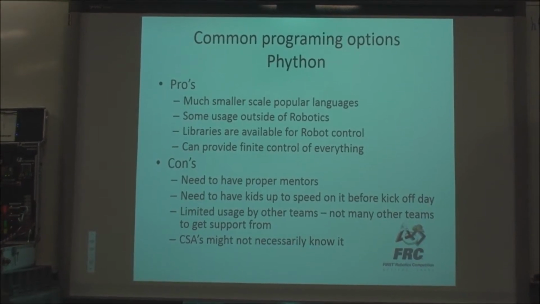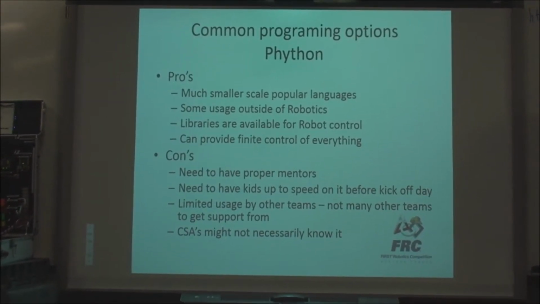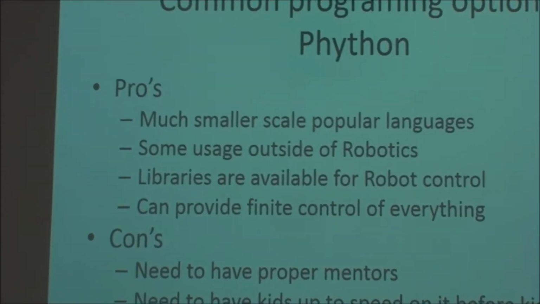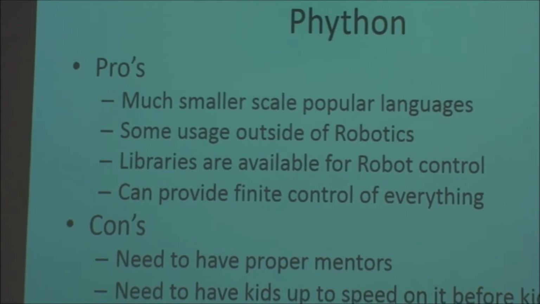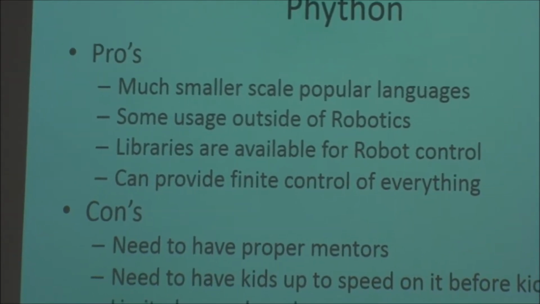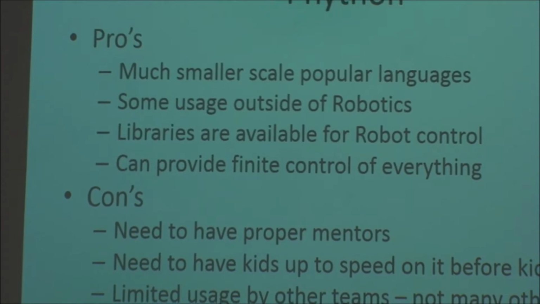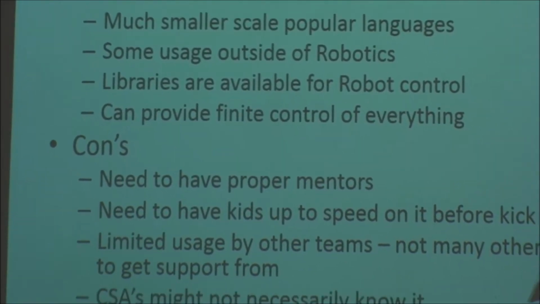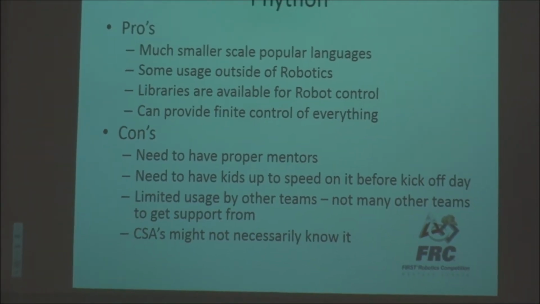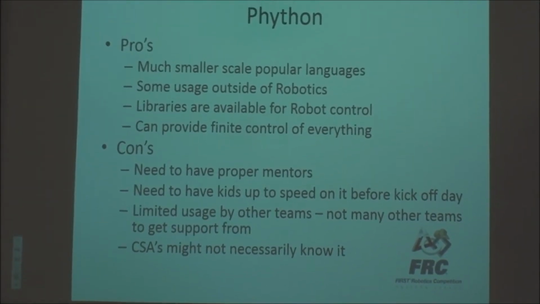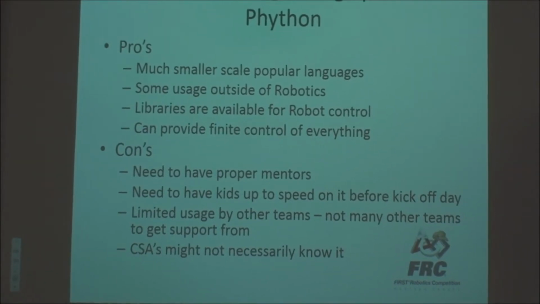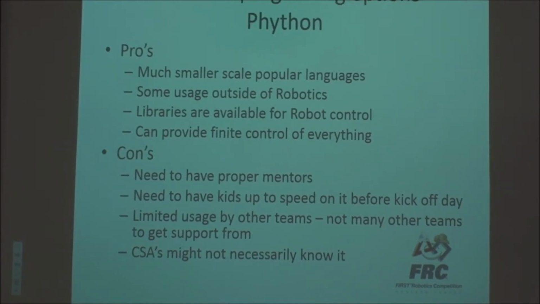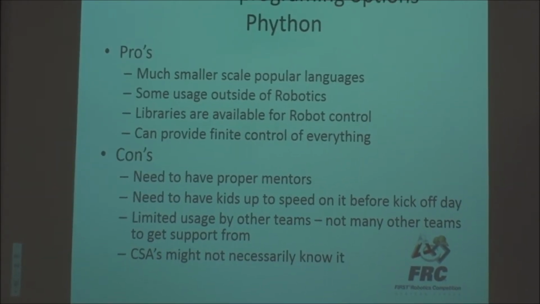Python is the other one. When I say there's the four, I mean C++, Java, LabVIEW, and Python. The libraries for FIRST Robotics have been written for Python, so they are there for you to download. Python is a fairly common language out there. It's quite easy to use and to learn. It is used in some industries commercially, but it's not anywhere close to being as popular as Java or C++.